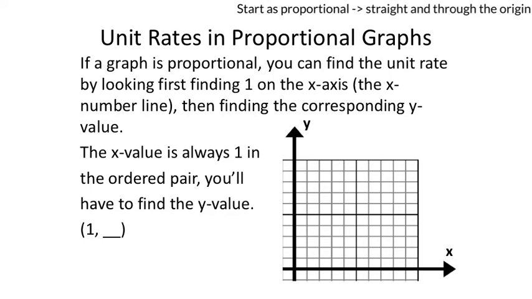So as long as we can see right off the bat that the line is straight and goes through the origin, finding the unit rate really is not too bad. Because all we're doing is looking to find one on the x-axis. So if we look at one on the x-axis, that would be right there. And we're looking to where this street, I guess, connects with wherever the line is. So let me just put kind of a random line on this.